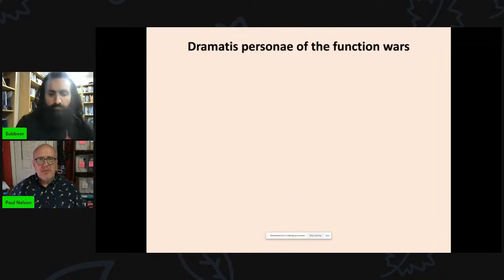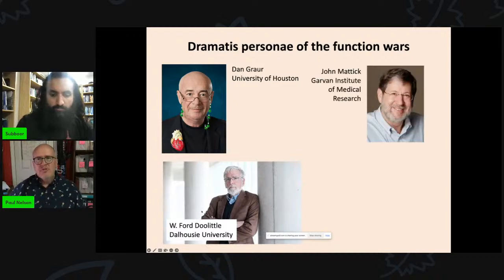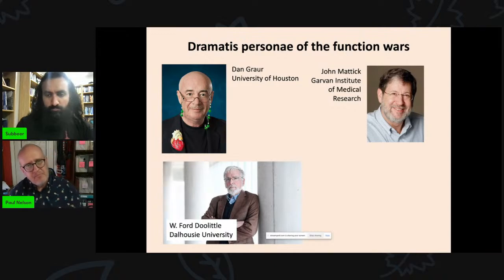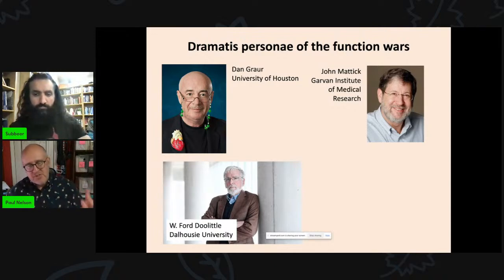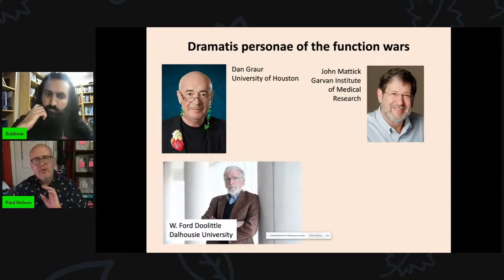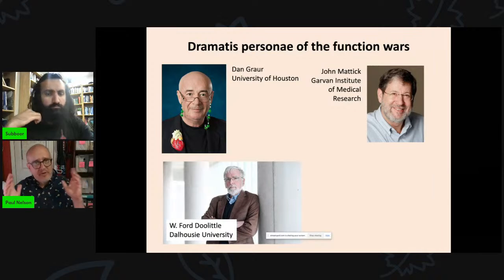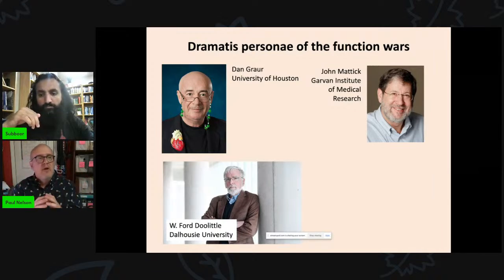All right, I'm gonna skip that slide. Told you about Grau and Doolittle. Well, John Mattick is another person in the function wars on very much the opposing side to Grau and Doolittle, because Mattick, who is not an intelligent design advocate, I need to be very clear about that, is an evolutionary biologist or an evolutionary thinker.